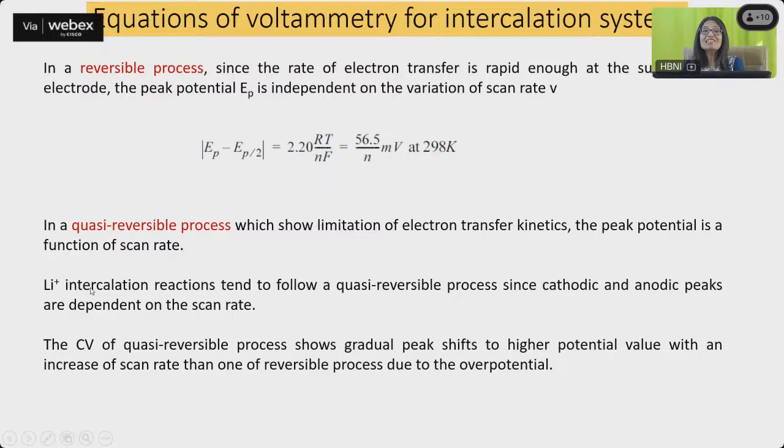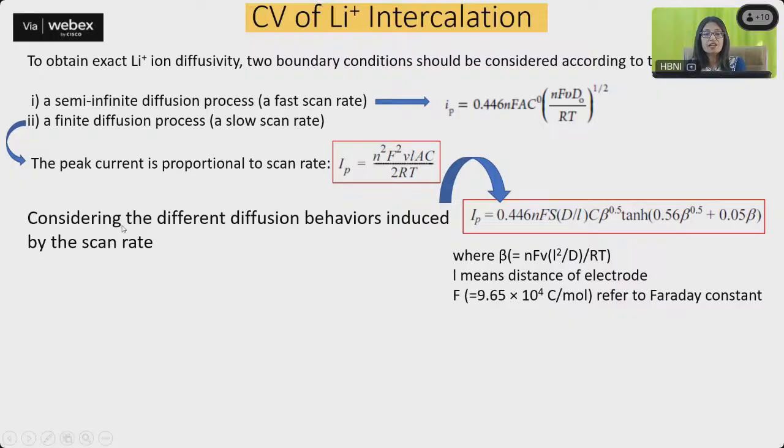Now understand that the lithium intercalation reaction, which is what we see in LIBs, follows a quasi-reversible process. That is why the cathodic and anodic peaks are dependent on the scan rate. So to obtain exact lithium ion diffusivity, two boundary conditions should be considered according to the scan rate.